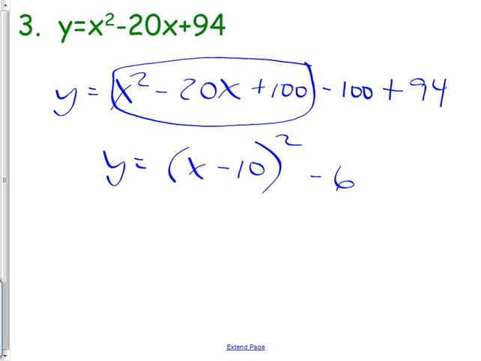Awesome. Okay. You know how to get to vertex form from general. That's called completing the square, because this is a perfect square, and that's why it's called completing the square. I know nothing about this actually is square-shaped, but that's what I should officially call it, complete the square.